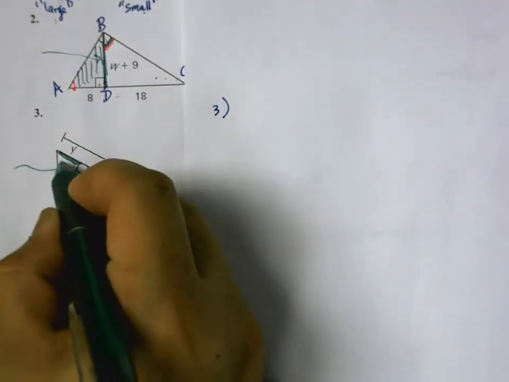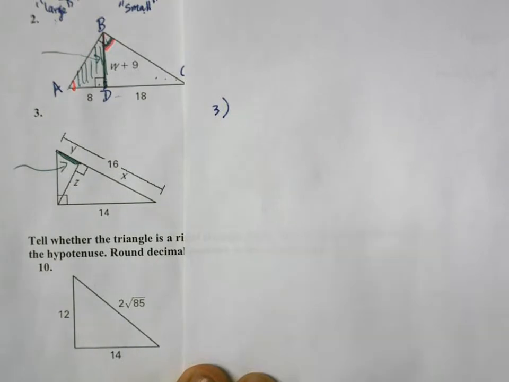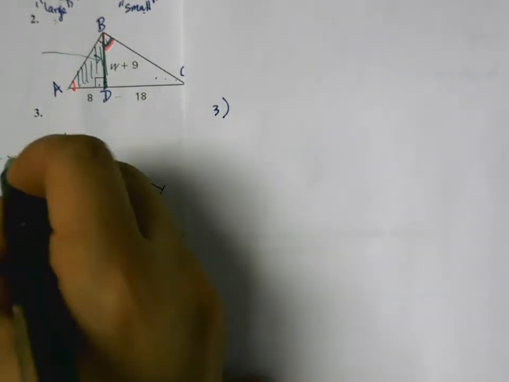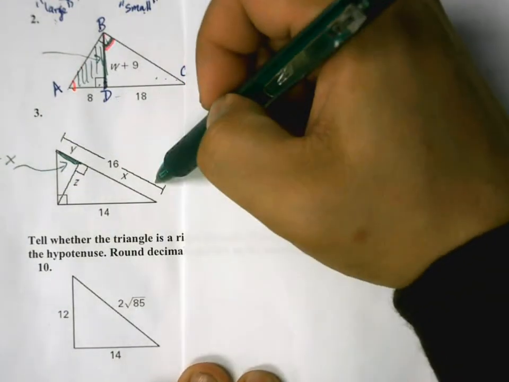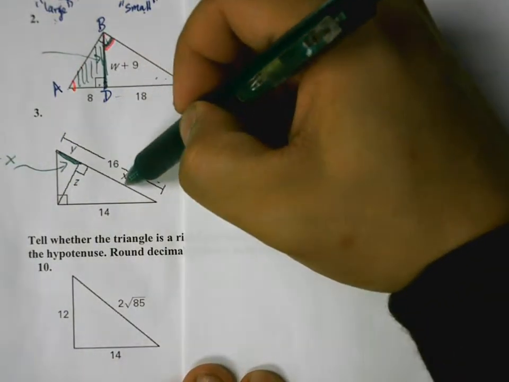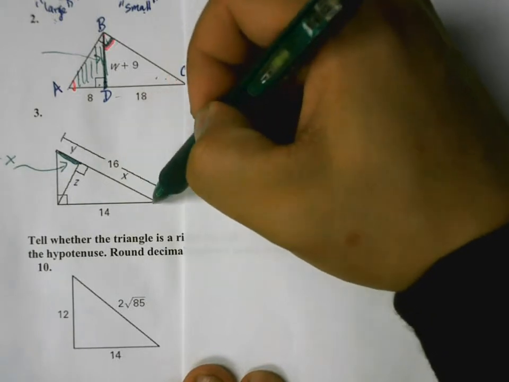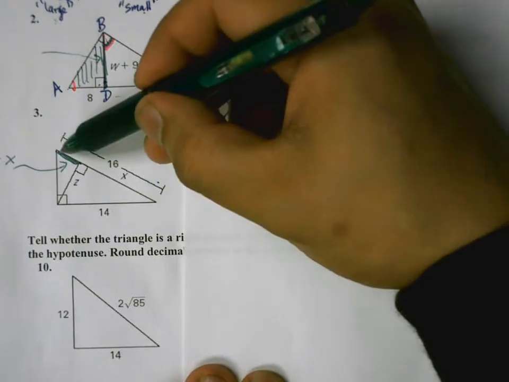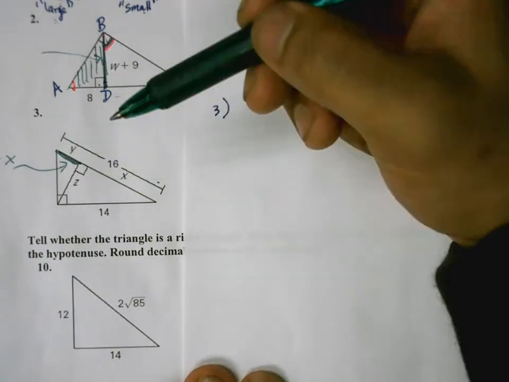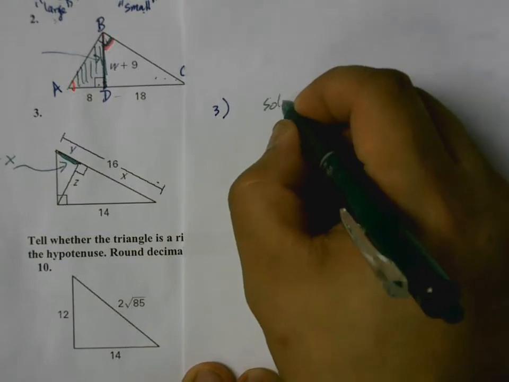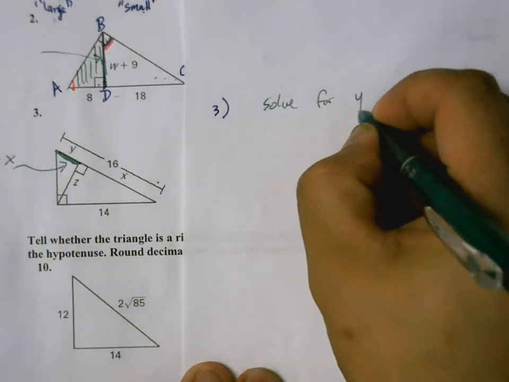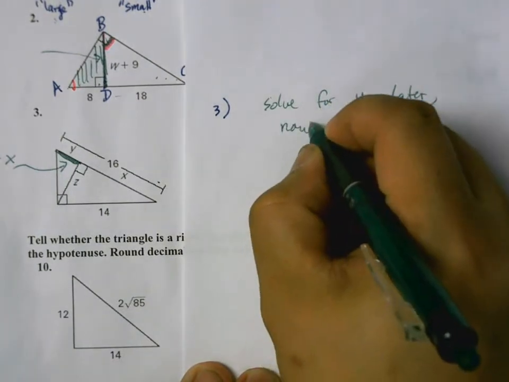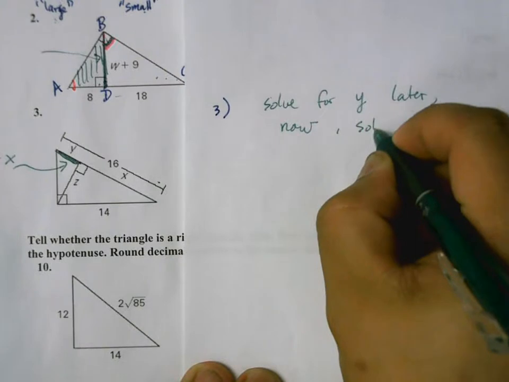You can see that this green line that I'm highlighting here, this is called y, but we can also think of it as 16 minus x, because this entire length is 16. This short length right here is x. So this green right here is going to be called 16 minus x. Okay, so we will solve for y later. Now we just deal with solving for x and z.